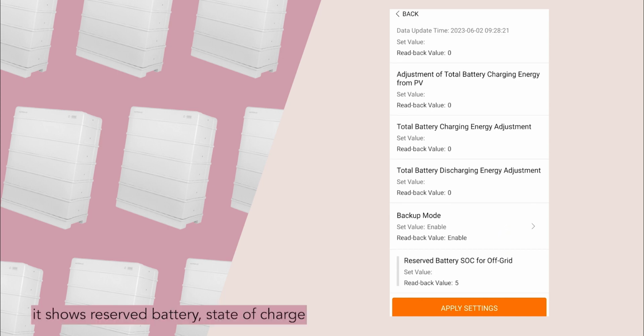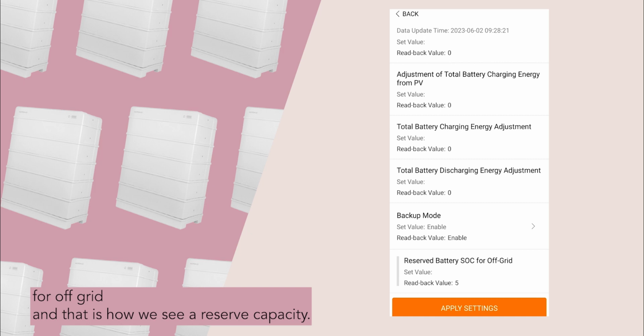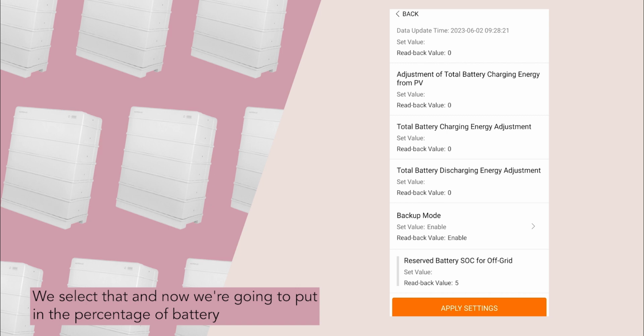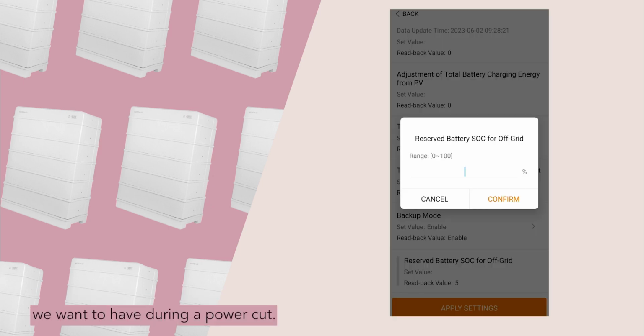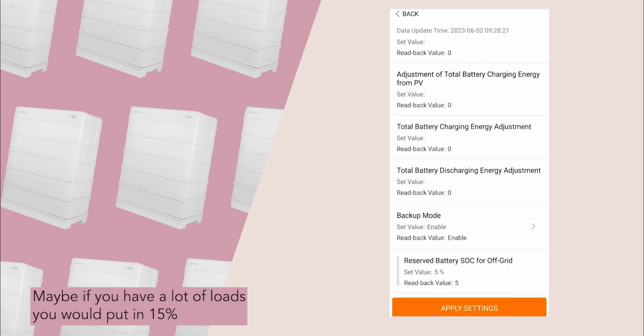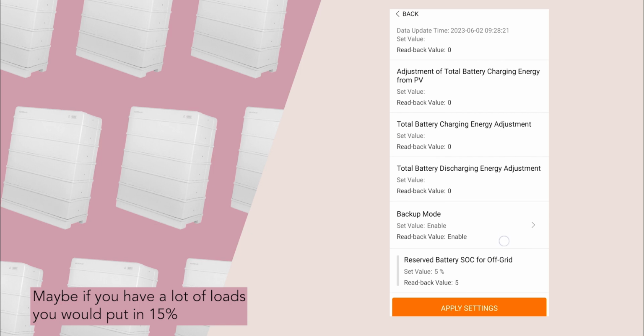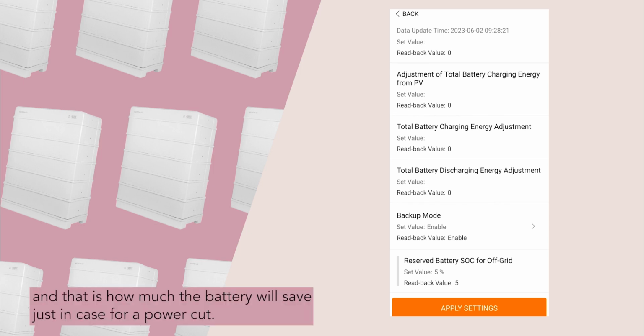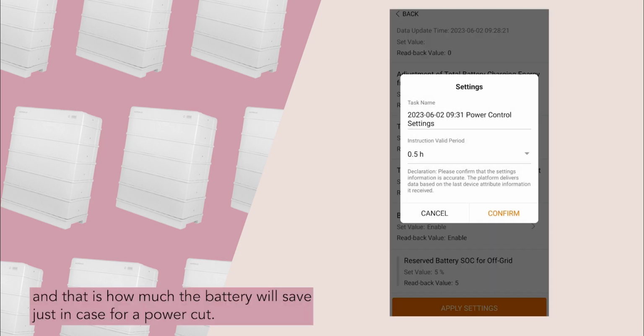When we enable that, it shows reserved battery state of charge for off-grid. And that is how we set a reserve capacity. We select that, and now we're going to put in the percentage of battery we want to have during a power cut. So in this case, we're putting in 5%. Maybe if you have a lot of loads, you would put in 15%, and that is how much the battery will save just in case for a power cut.